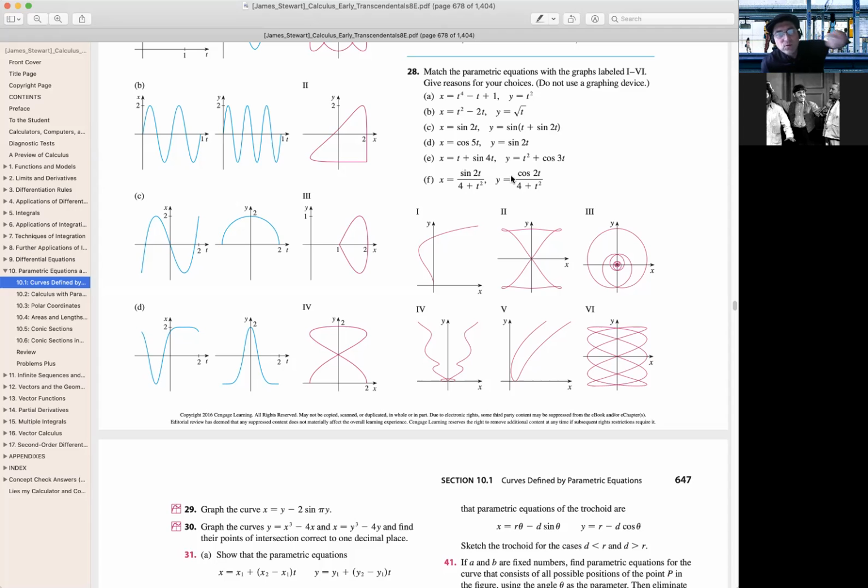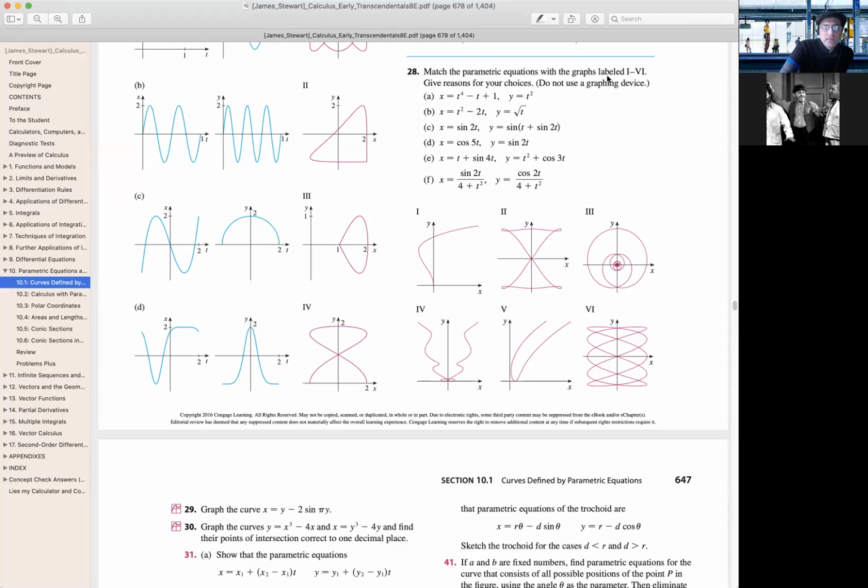So it's going to wind around the origin, but it's going to shrink as t gets bigger. And the only picture that looks remotely close to that is picture number 3. So F and 3 are related, it seems like. Okay, so there we go. F and 3 are related. Okay, so let's move on to figuring out the rest of it.